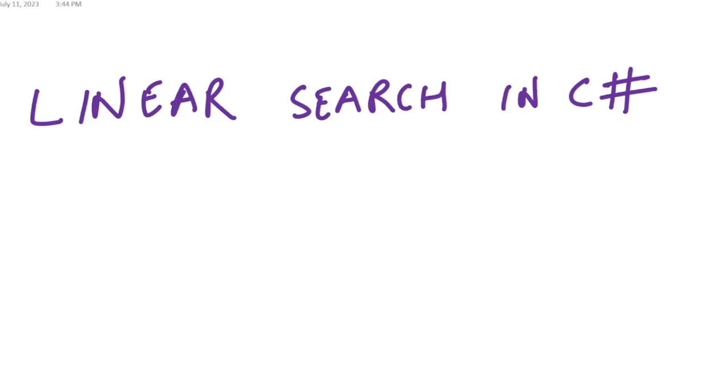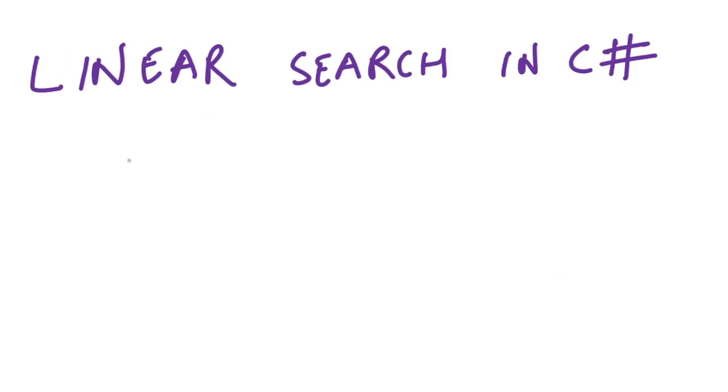What is linear search in C Sharp? As the name says, it's a searching technique widely famous in computer science that is used to search elements in a given list. It works on numbers, alphanumerics, or even words, digits, alphabets, anything.